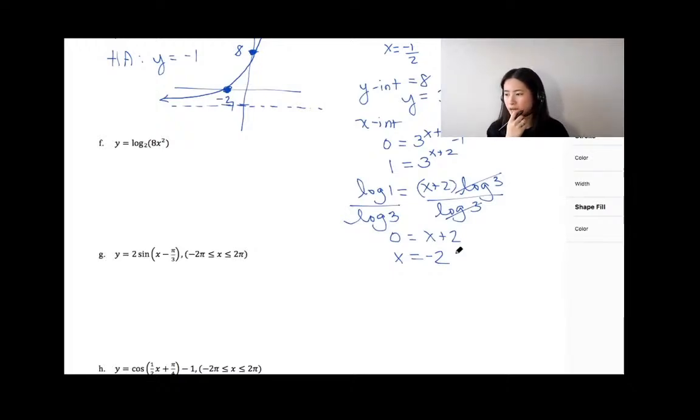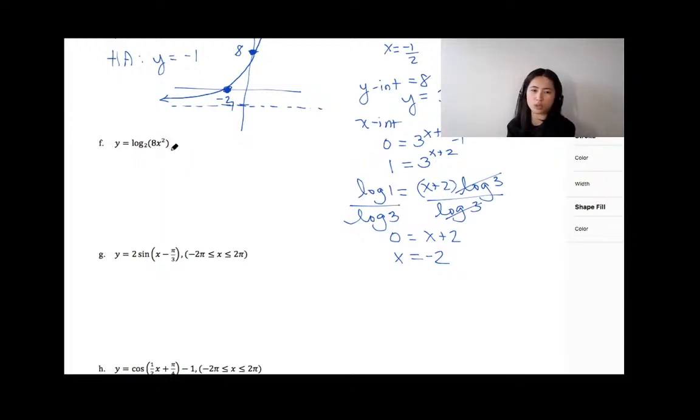Okay, so for part F, we need to graph this function, basically. When you're graphing this function, now it's log. So what did I say about log versus exponential function? It's an inverse. So we have a vertical asymptote, but here's the thing.